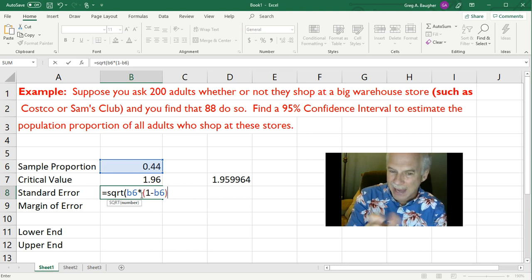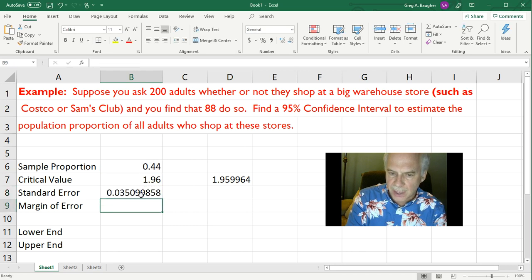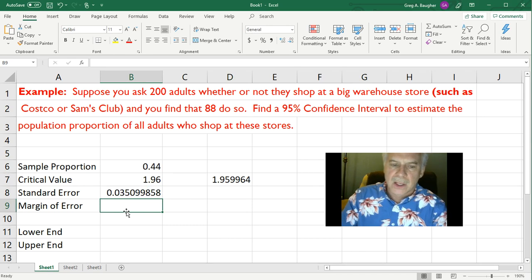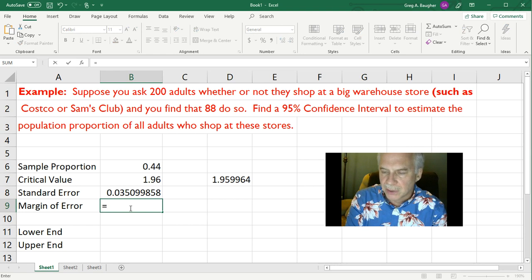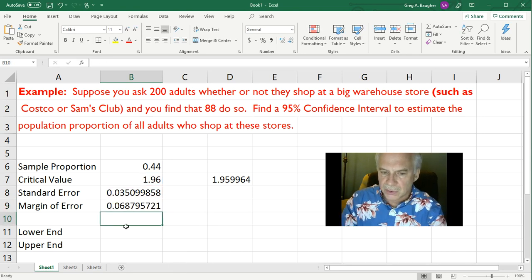So that's the Q hat. 1 minus P hat is Q hat. And then divided by N. Now N is 200. And so do that, and you get what's called the standard error, which in this case is 0.0351 approximately. So the margin of error, you can just multiply the critical value times the standard error. Critical value is in B7, and multiply that times B8, and that gives you your margin of error. So it's 0.06879 or whatever you want to round it to.